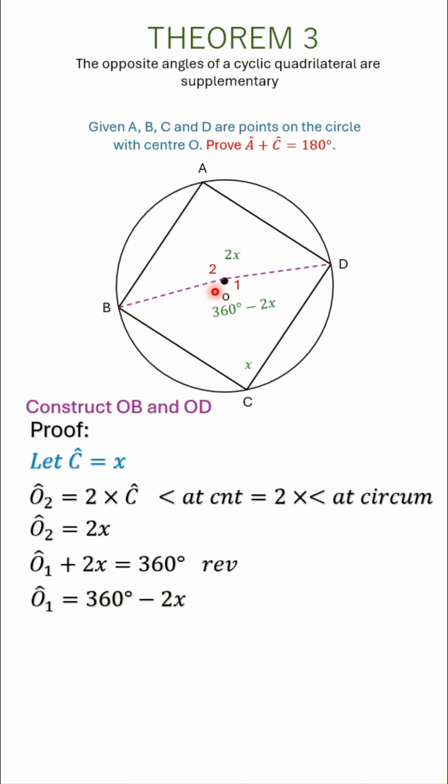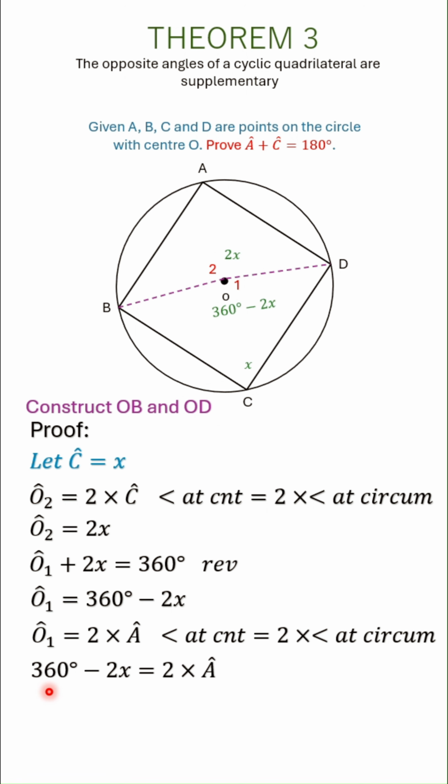Now that we have the angle of O1, the angle of O1 is actually the angle at the center, and the angle of A is going to be the angle at the circumference. So now the angle at the center must be 2 times the angle at the circumference. So the angle of O1 must be 2 times the angle of A. So now we're going to substitute the angle of O1, and then we're going to divide both sides by 2 so that the angle of A is going to be 180 minus x.